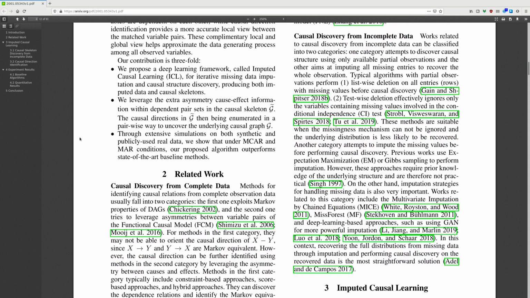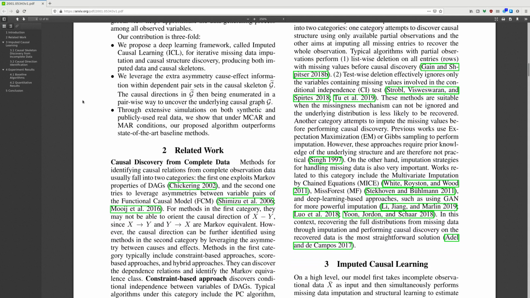Our contribution is threefold. We propose a deep learning framework called imputed causal learning for iterative missing data imputation and causal structure discovery, producing both imputed data and causal skeletons. We leverage the extra asymmetric cause and effect information within the dependent pair set in causal skeleton G. The causal directions in G are then enumerated in a pairwise way to uncover the underlying causal graph G. Through extensive simulations on both synthetic and publicly used real data, we show that under MCAR and MAR conditions, our proposed algorithm outperforms state-of-the-art baseline methods.